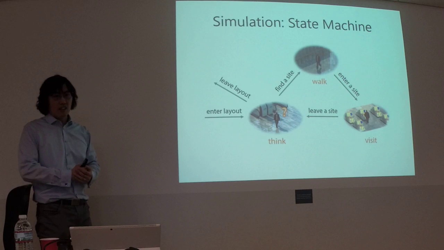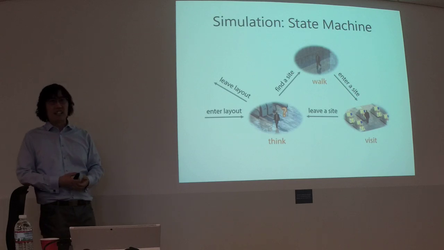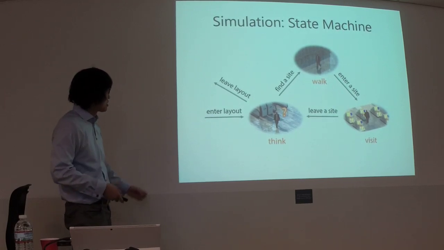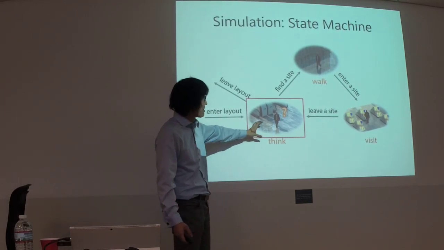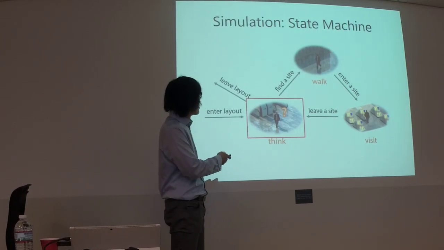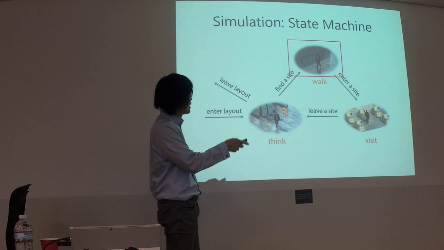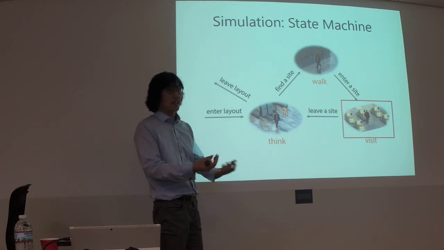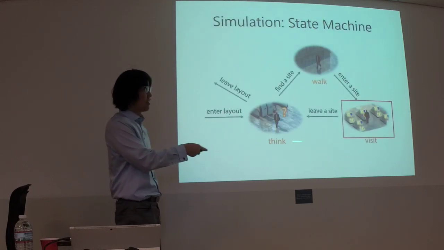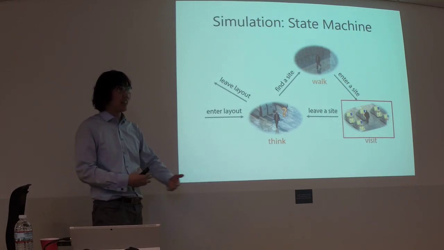And to get the agent-based cost, we need to do an agent-based simulation. Well, we simulate the agent's activities by a simple state machine for the first experiment. So there are many agents. Each of the agents enters the layout and thinks about the next site to visit. For example, if it is a shopping mall, maybe the agent wants to walk to the bookstore, right? So then the agent walks to the site, enters the site, visits the site for a period of time, maybe 1 hour, and then leaves the site, and this goes on and on until the end of the day, or until all the agents have finished their objectives.